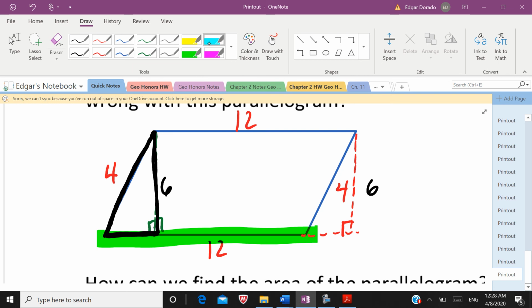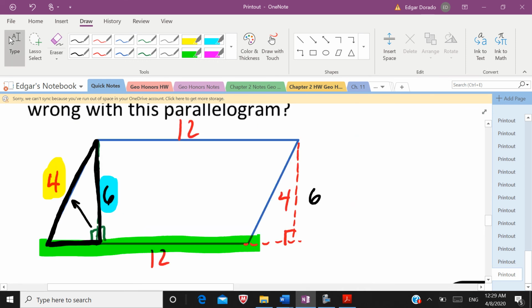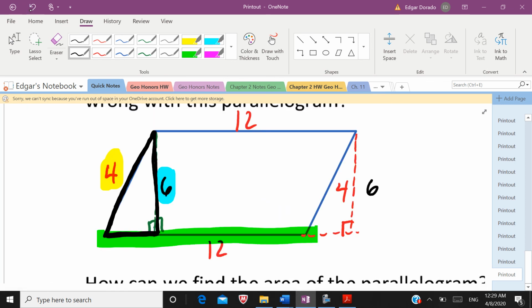All right, and here it is. Check this out. That is 6. This is 4. This is the hypotenuse because it's across from the 90-degree angle. What has to be true about the hypotenuse in every single triangle? Well, the hypotenuse should always be the largest number, and in this case, 4 is definitely not bigger than 6.